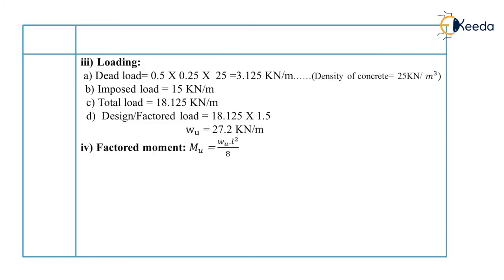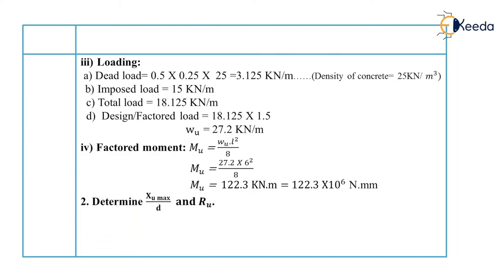Now we will calculate the design moment or factored moment Mu. Here the simply supported beam is given. That is why we will take Mu is equal to Wu L² upon 8. After putting these values in the formula, we will get the answer Mu is equal to 122.3 kN·m, or we can say 122.3 × 10⁶ N·mm. Okay, so this was our first step.